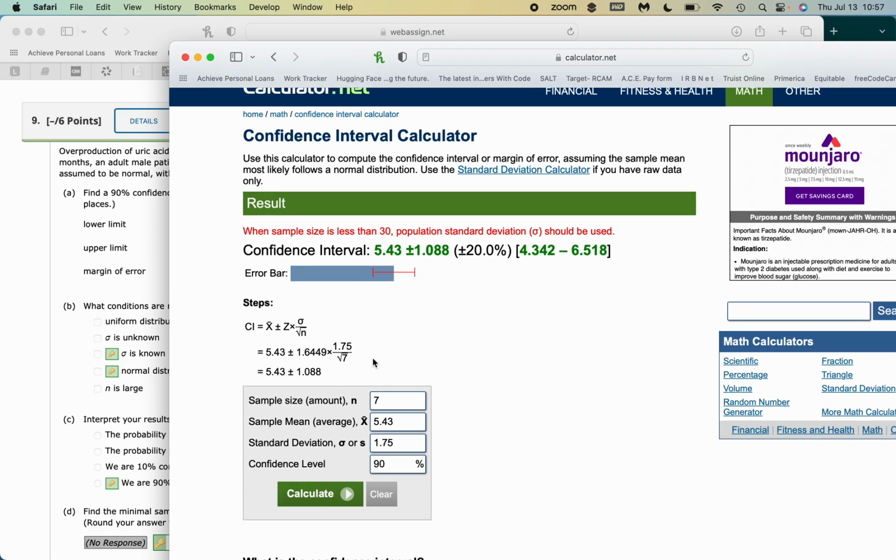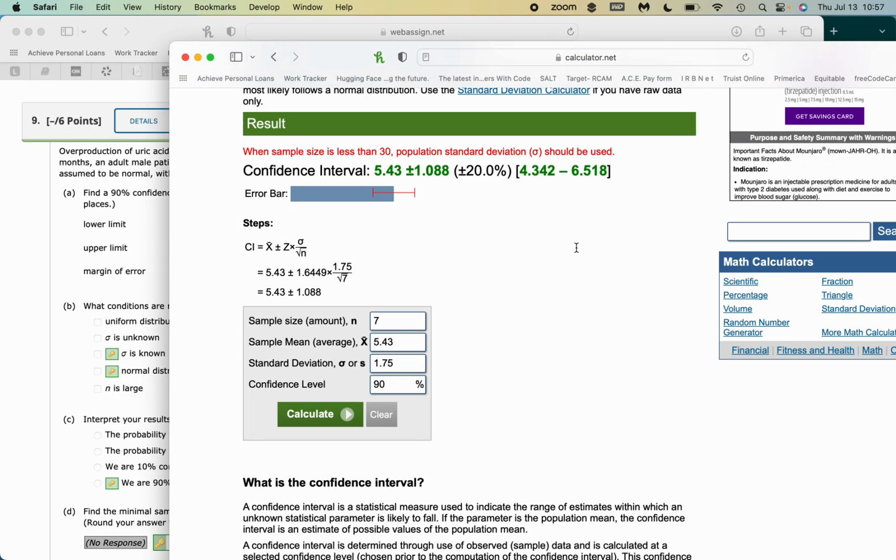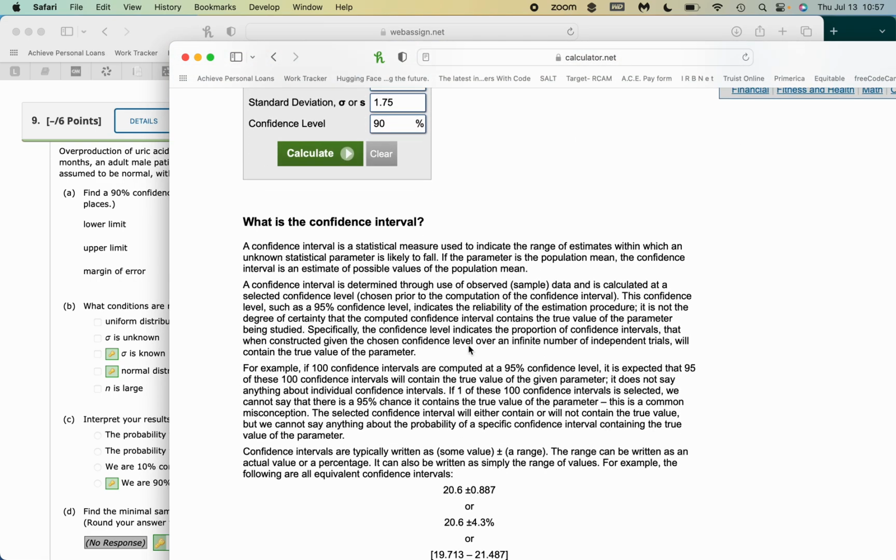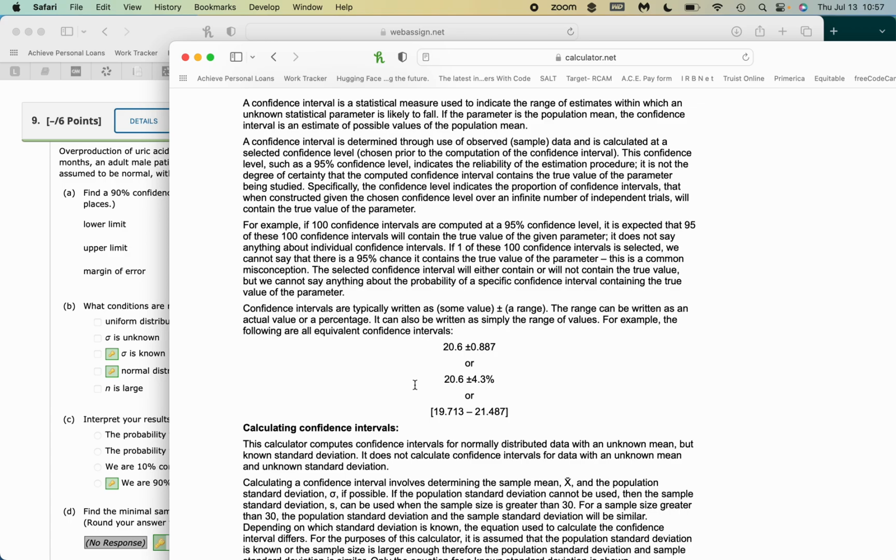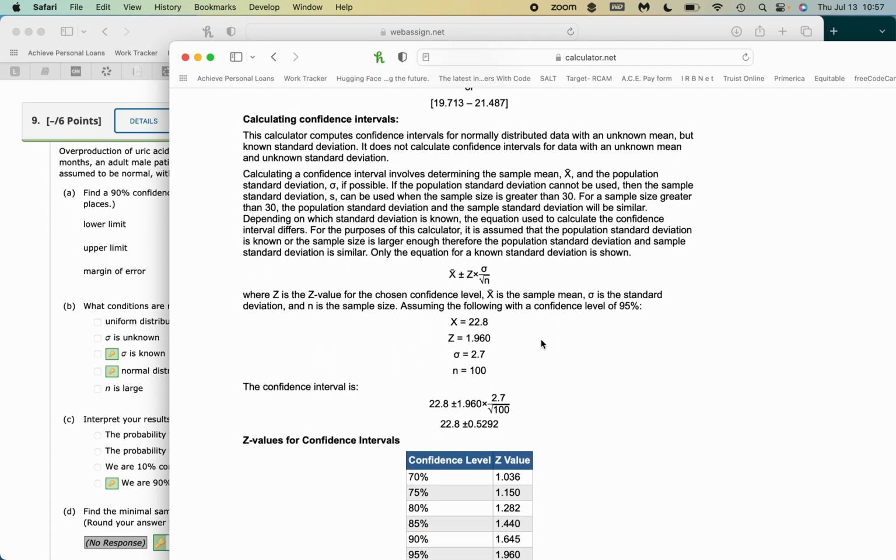You can also find the margin of error by simply taking the mean and subtracting it from the upper limit. Because remember, the mean plus the margin of error gives us the upper limit. All right, again, down here they give you more information on the confidence interval and how to calculate it.